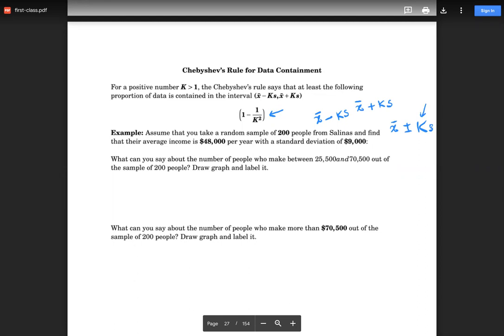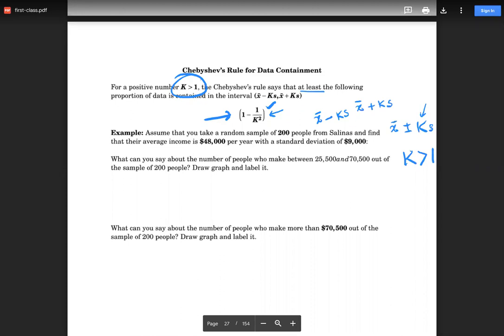The thing that I think I forgot to mention last time, even though it's here, is that this k must be greater than 1. So this Chebyshev's rule works only if your k is greater than 1. If it is less than or equal to 1, it does not apply. Okay? And remember, it includes at least this percentage of data. At least this percentage of data within the standard deviation.